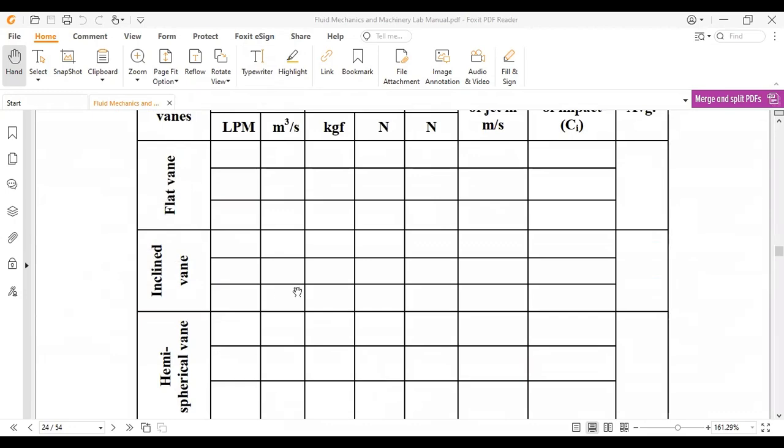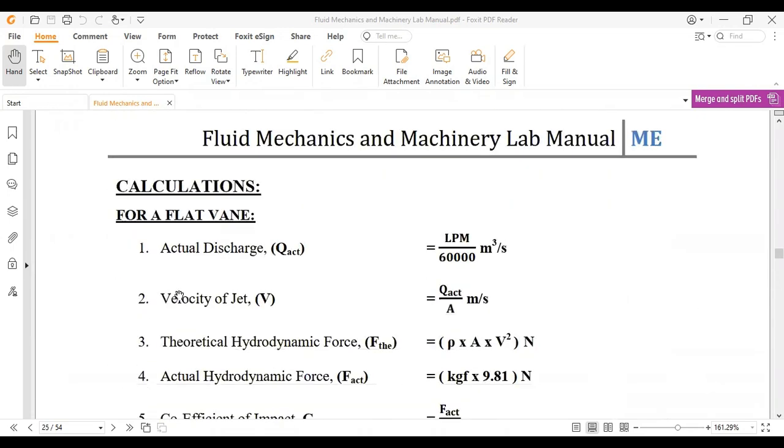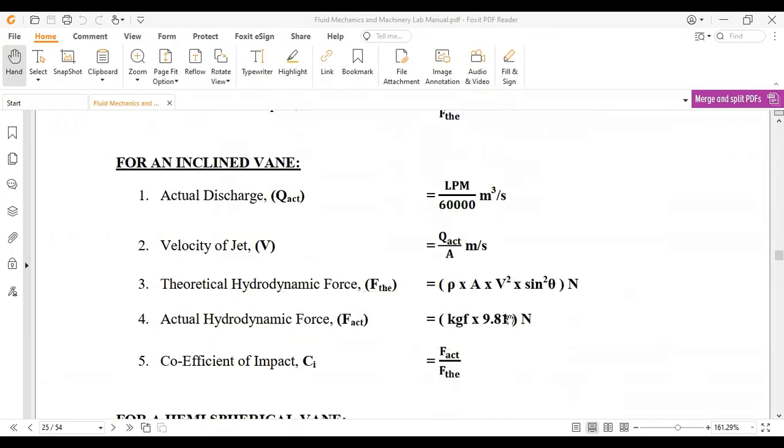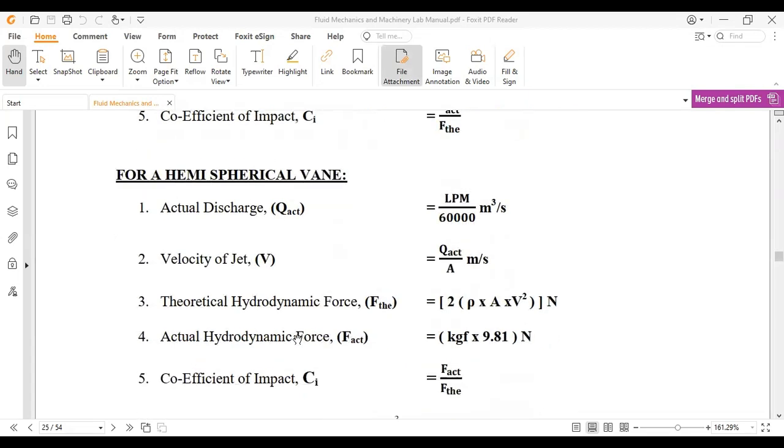Next, come to the inclined vane. Everything is the same. Only the theoretical force equation is different, because this is the inclined vane. The equation is multiplied by sine square theta. To find the actual discharge, velocity of the jet and actual force, everything is the same, but the theoretical force is multiplied by sine square theta. Next, for the hemispherical vane, the formula is also different. We have to multiply by 2 into rho A V square. This is the theoretical force for the hemispherical vane.